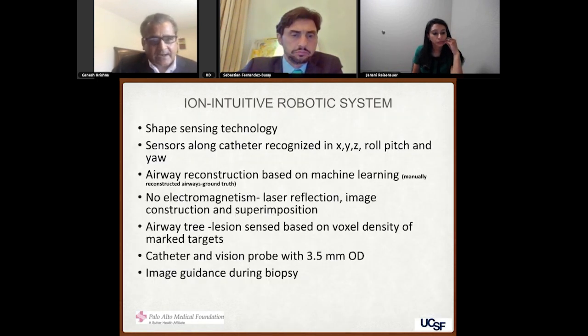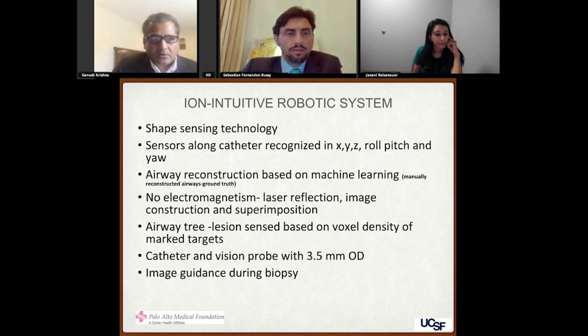So that said, what kind of data have we looked at, and what is the technological background that we can understand about this peripheral navigation platform, looking beyond the word robot, that makes it a desirable system, a competitive system in terms of accessing peripheral lung nodules. So the shape sensing technology has been widely discussed these days, and let's discuss what shape sensing technology actually means.